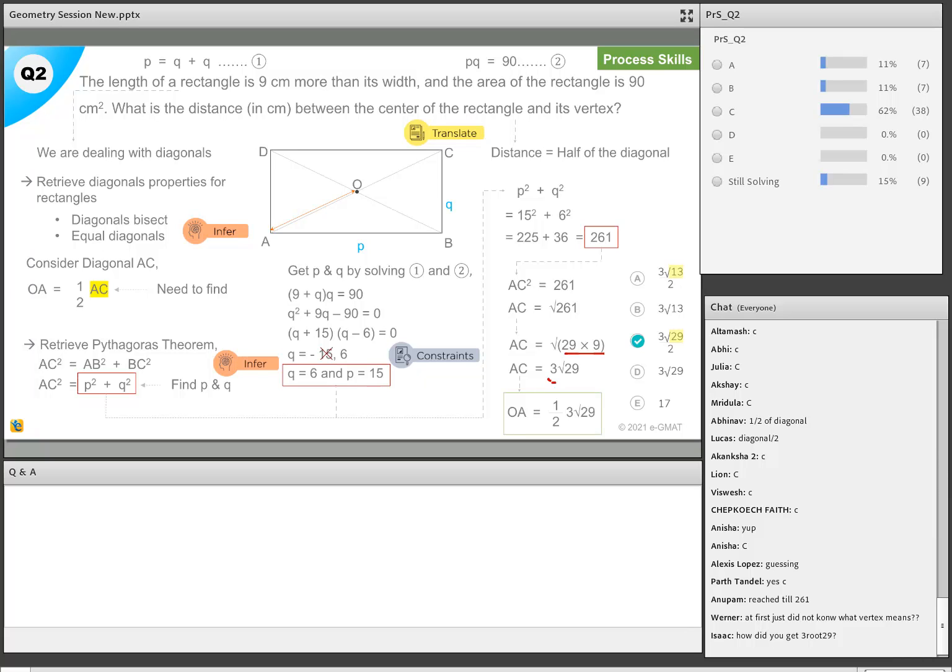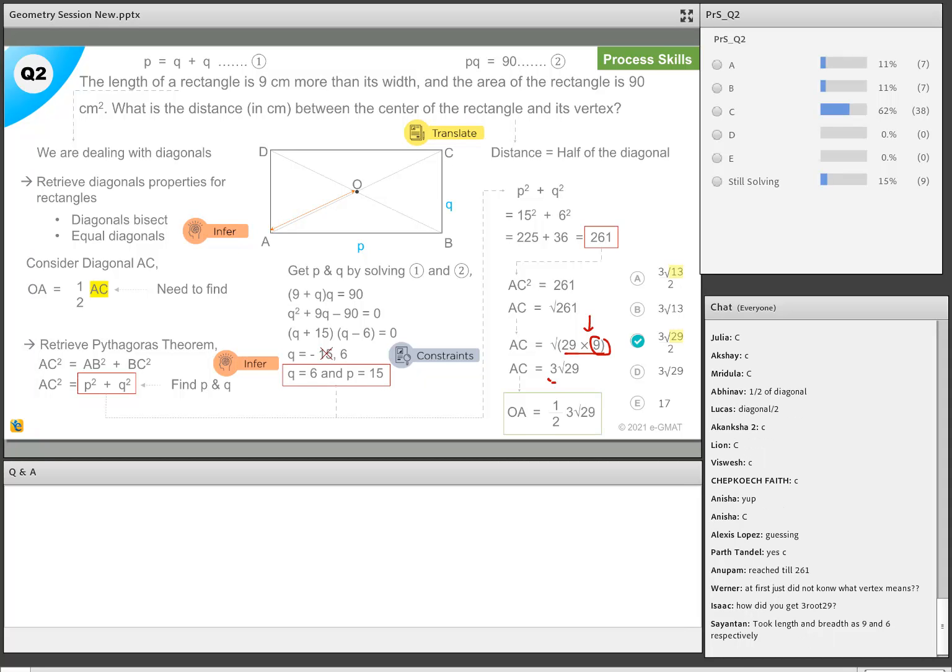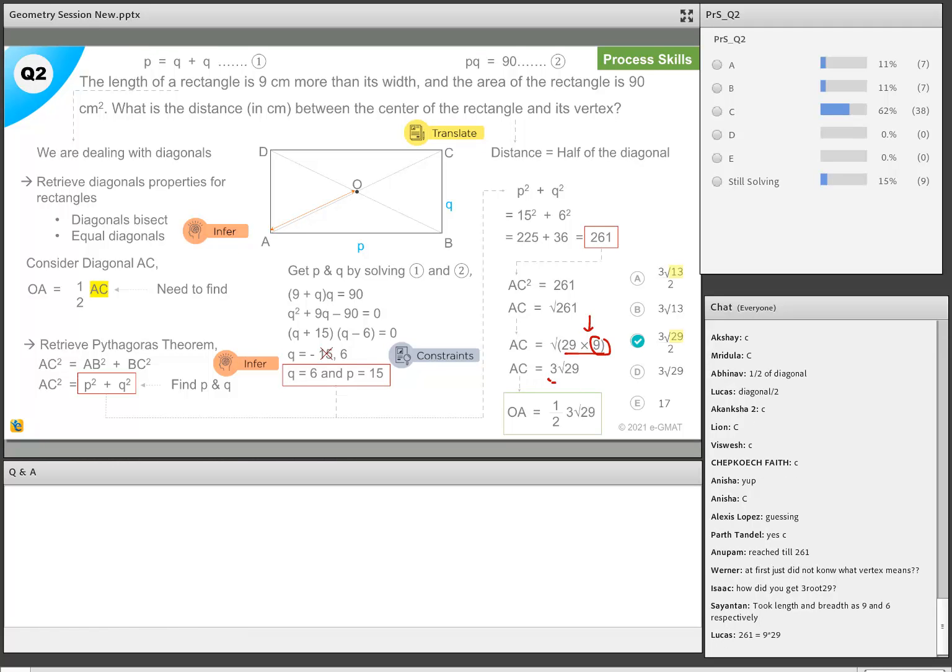At first, I did not know what the vertex means. Okay, I hope that is now clear to you, Werner. How did you get 3 root 29? Isaac, root 261 is equal to root of 29 times 9, right? So you take this 9 out. Since it's a whole square, you can take it out of the square root. And if you take a 9 out of a square root, you get a 3, right? And that's the reason I got 3 root 29. I hope that answers your question.